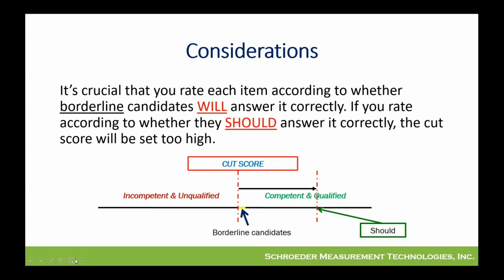I cannot stress enough how critical it is for you to rate each item according to whether borderline candidates will answer the item correctly. If you rate the items according to whether they should answer correctly, the cut score will be set too high.